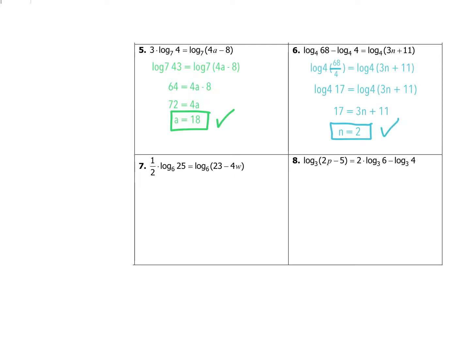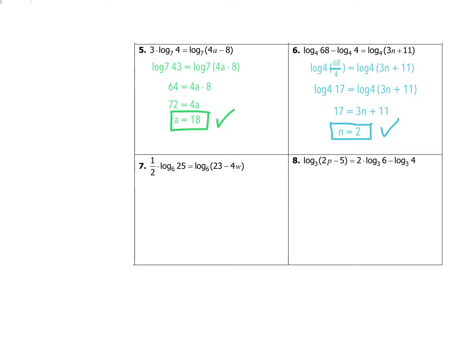So I thought about how can I condense them. I noticed it's subtraction, and so subtraction can be condensed into division. So that ended up condensing to log base 4 of 68 divided by 4, which simplified to 17. So that's how I got down here to log base 4 of 17. The right side doesn't condense any because I don't have 2 logs being added. I had the log of 2 numbers being added.